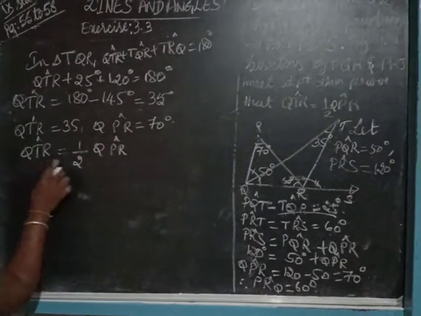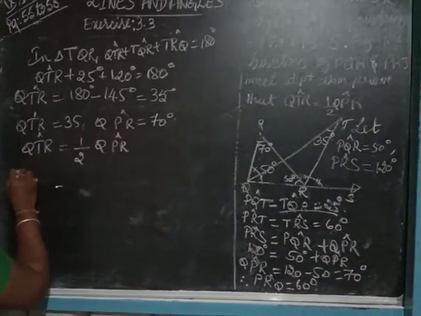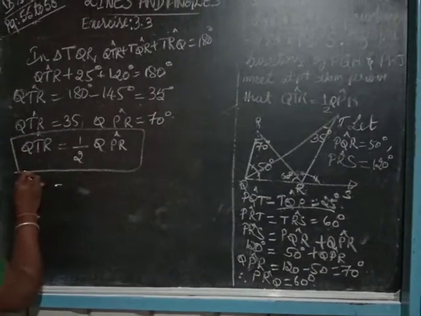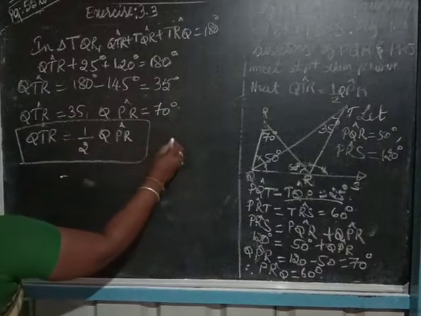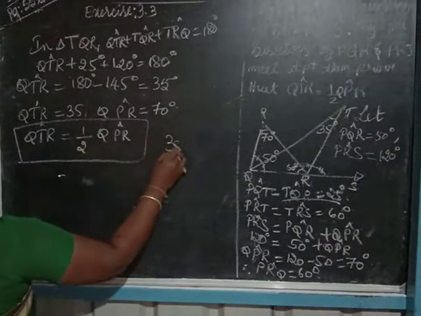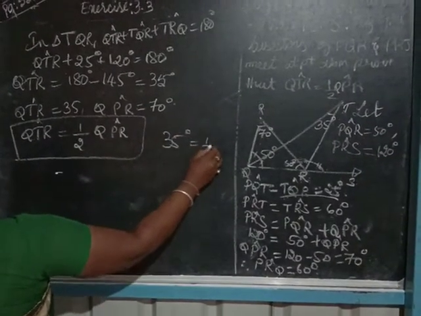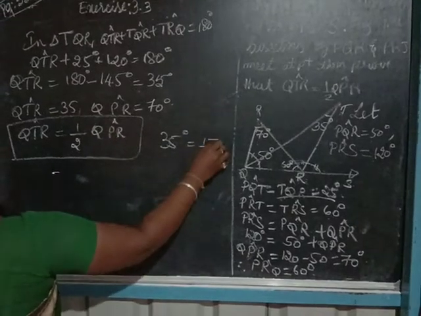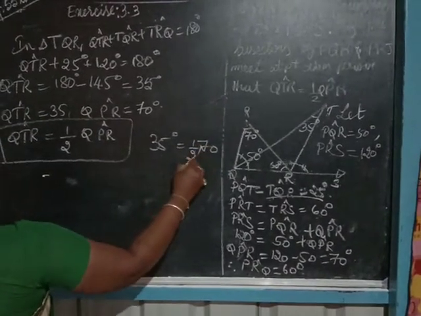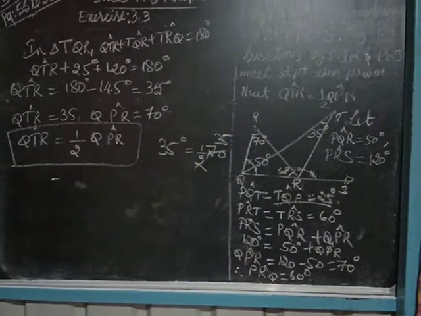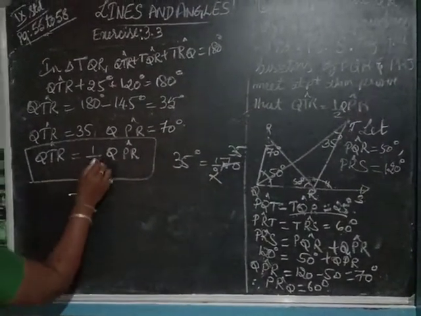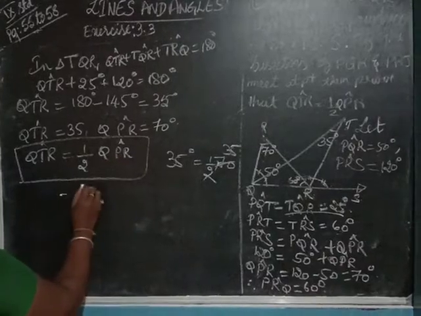Okay, see children, how you are getting here? QTR is hence proved. See here, how we got this one? QTR is equal to 35 degree is equal to 1/2 into QPR is 70 degree. Okay, so if you divide this, how much you will get? 35. Okay children, therefore QTR is equal to 1/2 times QPR, hence proved.